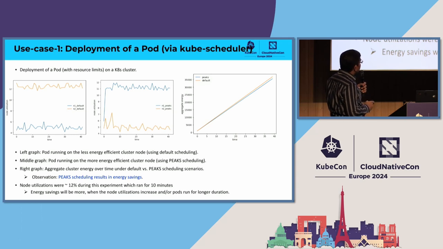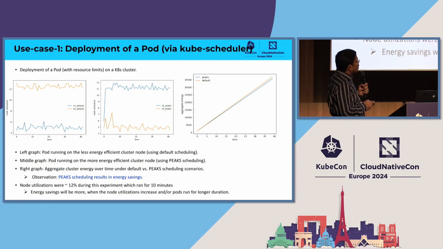Then we repeat the same experiment, replacing the default scheduler with Peek's scheduler. But this time, because Peek's scheduler is aware of the energy efficiencies of these nodes, it will choose the node N1, which is the most energy efficient in this case. So you can see the pod executing on this node. Again, it runs for about the same period, 10 minutes, right?